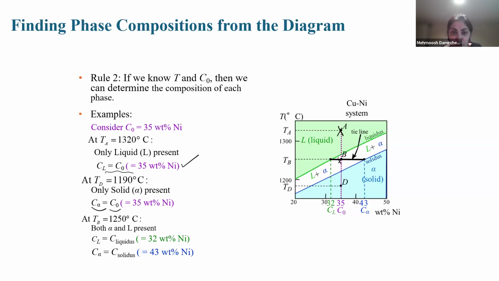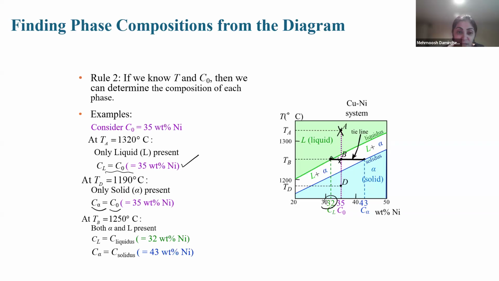Okay, if we draw a horizontal line, which in some textbooks we call a tie line, it intersects two regions or two phases, liquid and solid. They intersect the liquid at this point, and we read the composition of this point, and it is 32. So the liquid has about 32 weight percent nickel, or CL, the composition of the nickel in liquid is 32 nickels.